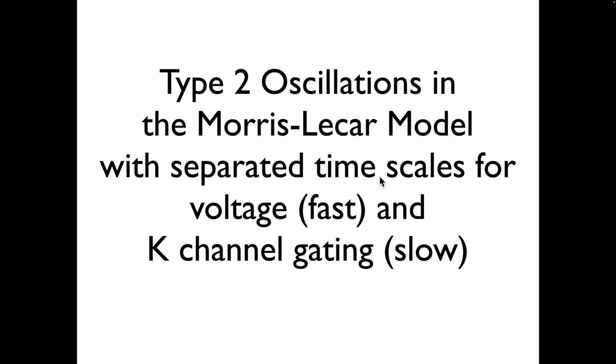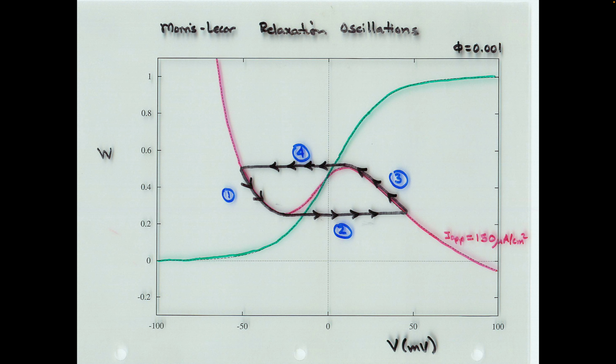So now what we're going to do is see if we can understand this type 2 oscillation in the Morris-Lecar model by separating the time scales again, thinking of voltage as being very fast compared to the activation of the potassium current. And you can see this picture where when the intersection is happening between the two knees here, then you can glean that in this fast-slow limit, where voltage is fast and W is slow, you'll get this particular type of oscillation here that has 4 distinct phases.